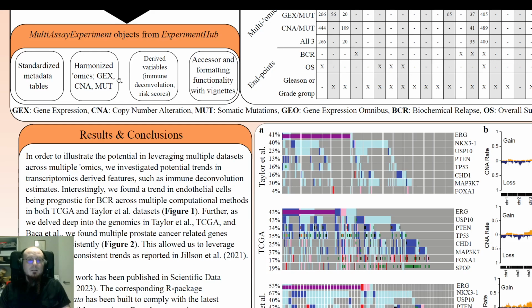And we chose to focus on 3 omics levels: gene expression, copy number alteration, and somatic mutations. And mainly from the transcriptome, we derived new variables via multiple methods of immune deconvolution, and we also calculated risk and AR scores. And all of this comes in R with a lot of user friendliness via accessor functions and convenience functions, as well as vignettes which showcase the work.